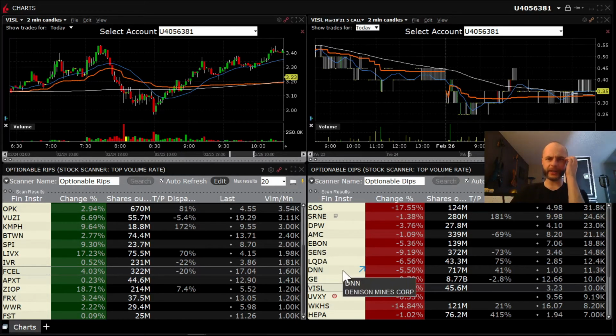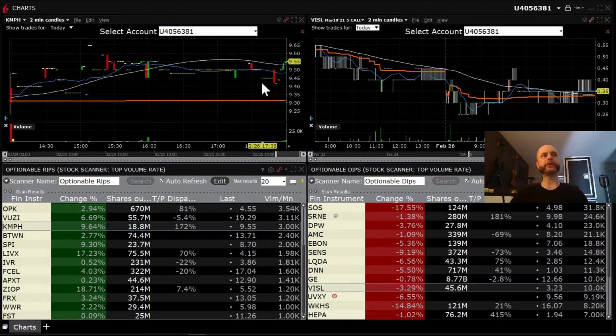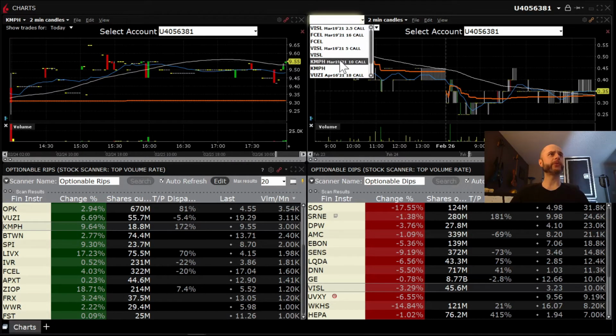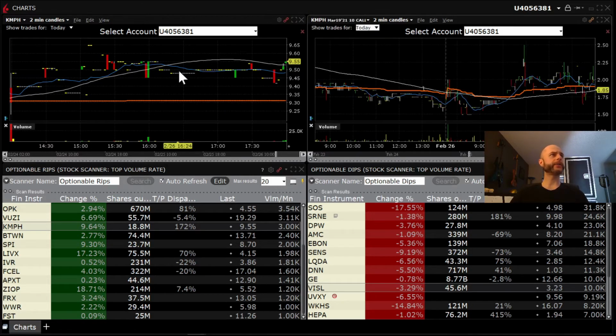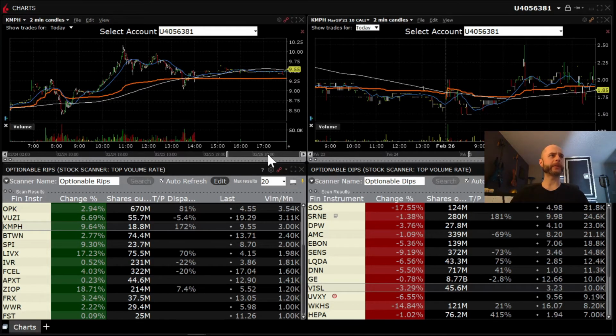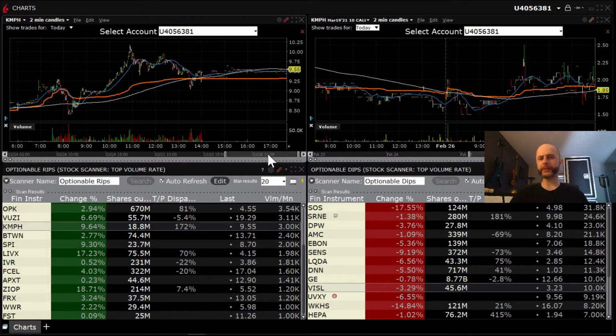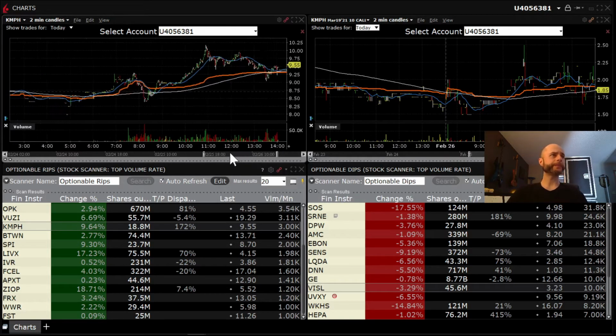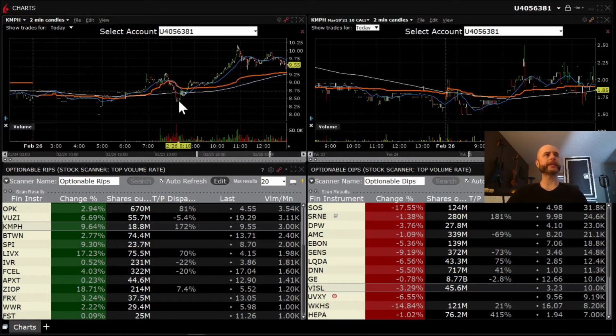So let's see if we can find something that's got a little bit more in the way of options. Let's use KMPH. We've been playing this one a lot recently. Let's use their $10 call and see how that lined up, because this one's been bouncing between about 9 and 10 for a while now, and they've only got 250 increments, so it's 7.50, 10, 12.50, etc. So let's use the one that it's closest to. Let's use 10. And we'll use this exact same theory on the exact same day.